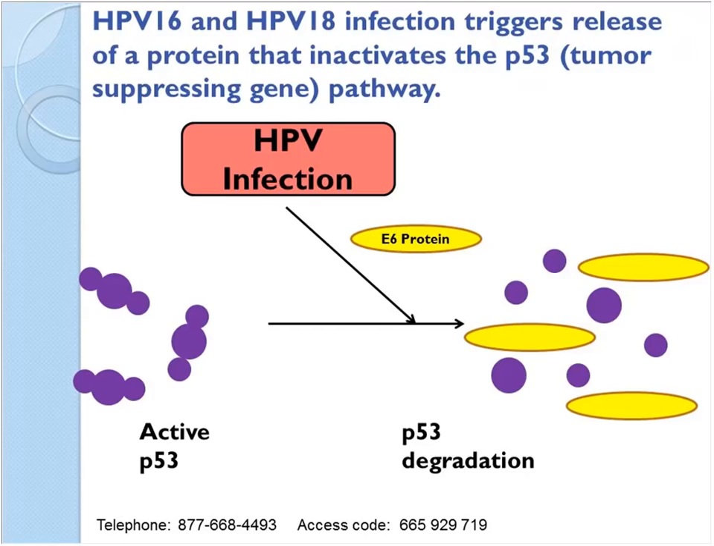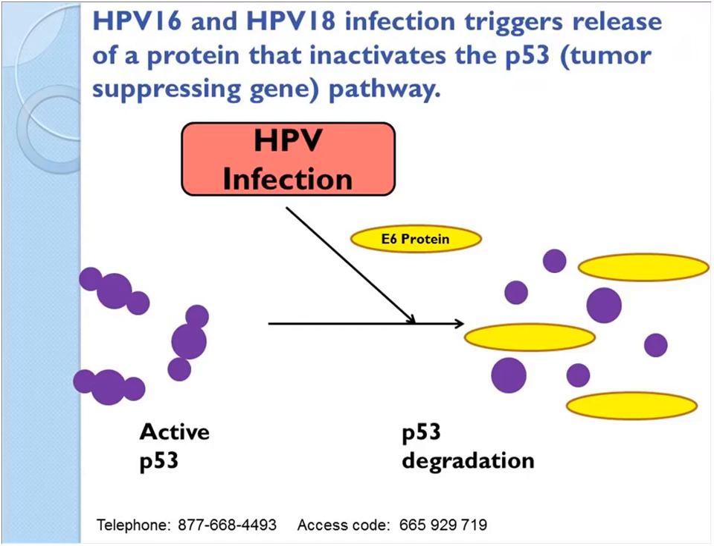HPV-16 and HPV-18 trigger the release of a protein. Now, when this is released, it inactivates P53. Now, I know this is getting a little scientific, but P53 is really important. P53 is your friend. In fact, they call it a tumor-suppressing gene. It acts to eliminate abnormal cells, and it helps promote DNA repair.